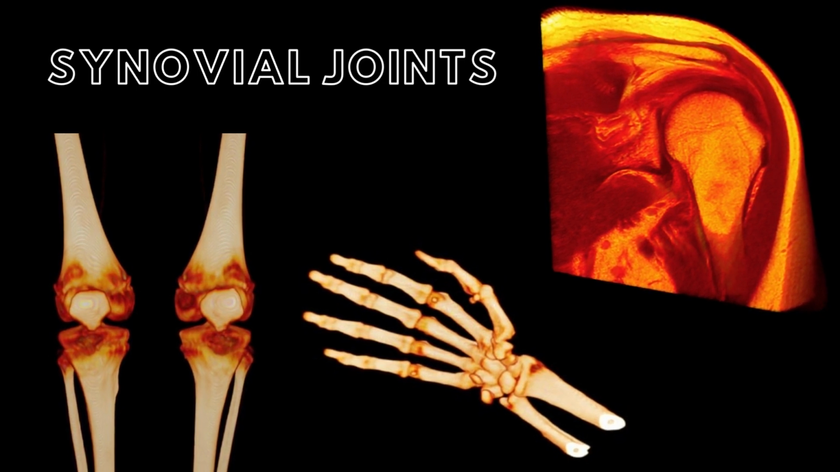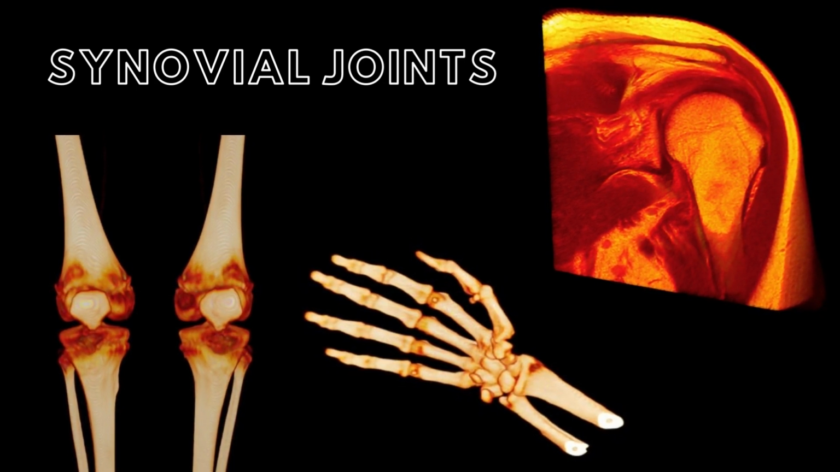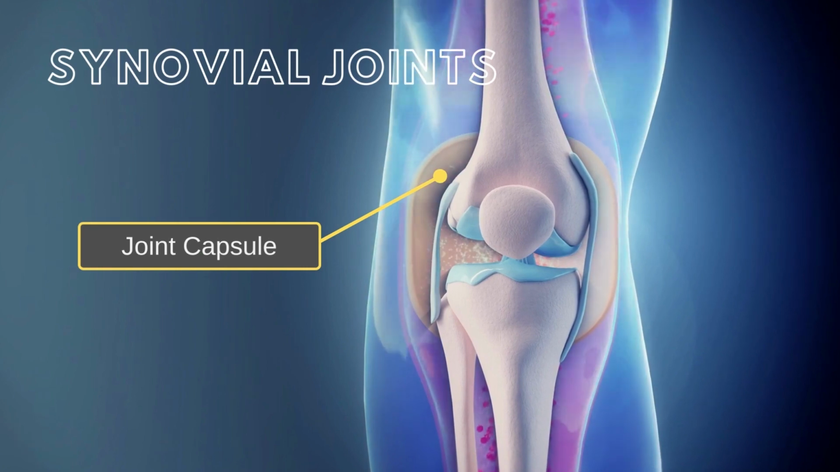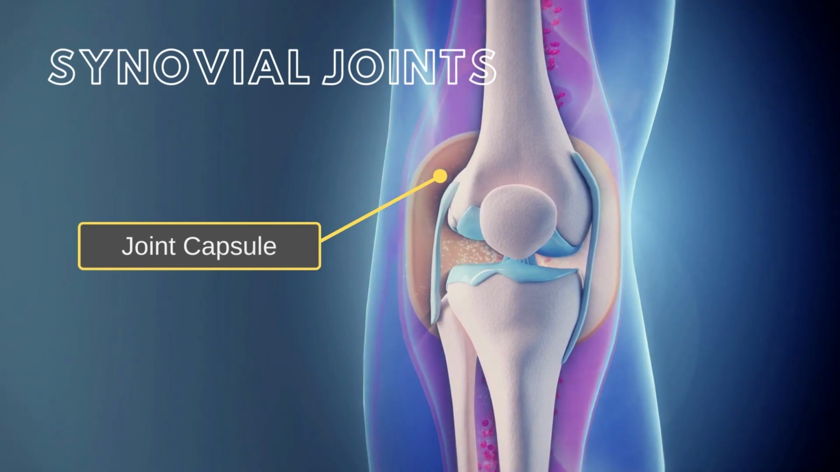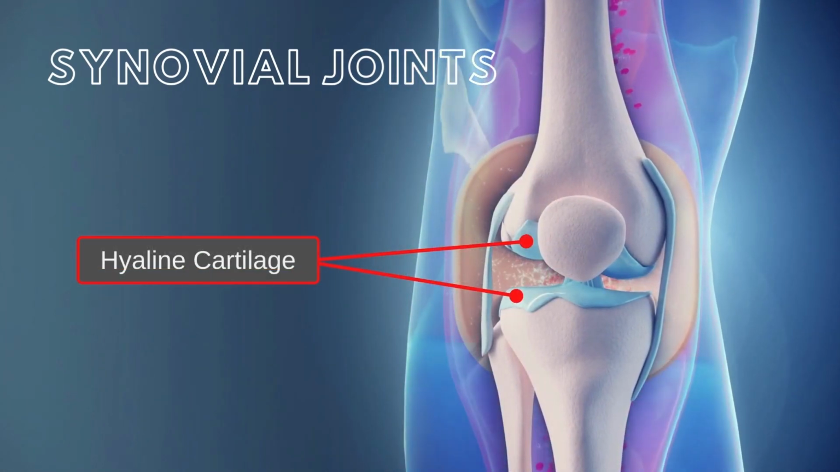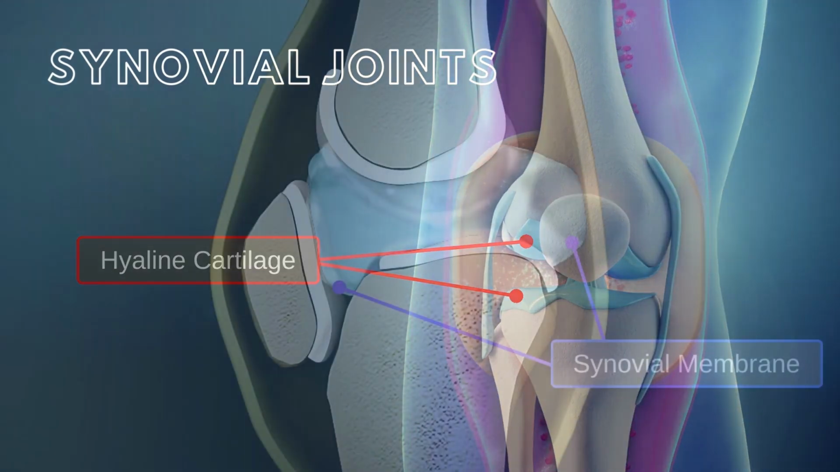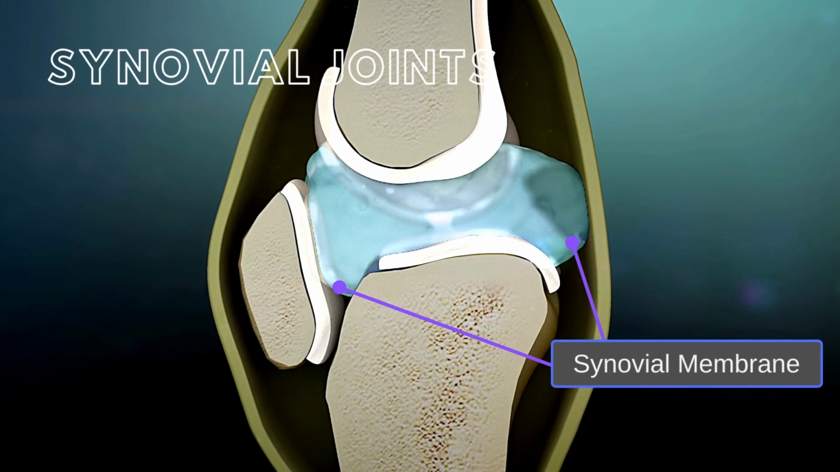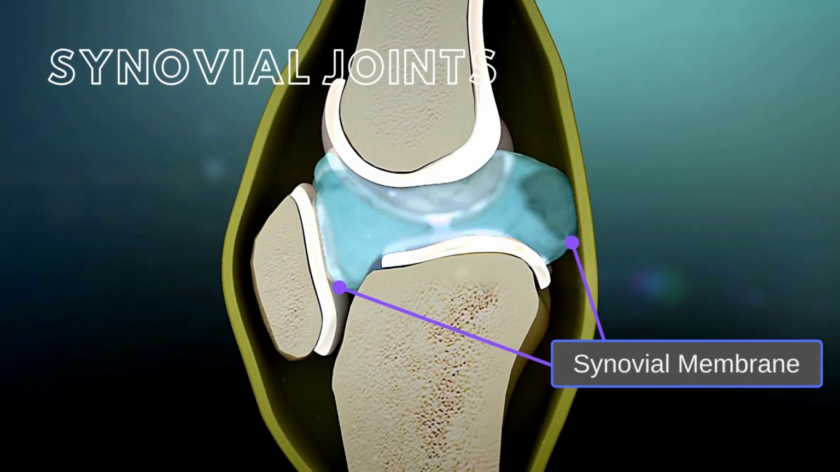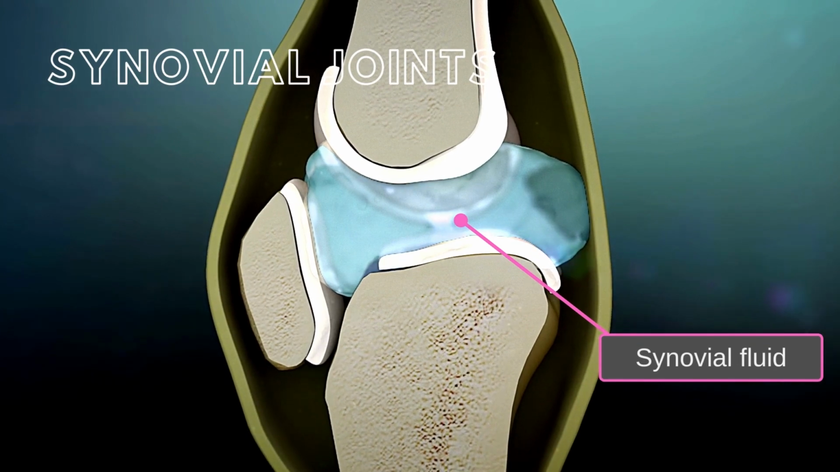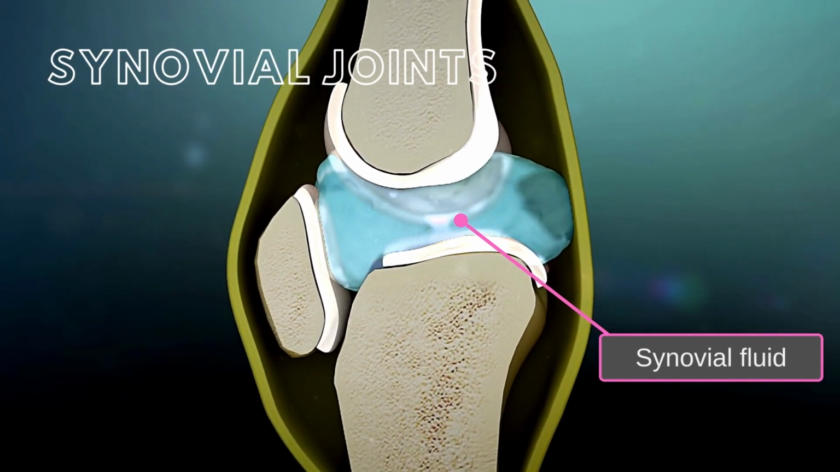Synovial joints allow for a considerable range of motion and have 7 anatomical characteristics, which are 1. Joint capsules composed of fibrous connective tissues surrounding the joint. 2. Hyaline cartilage covering the articulating surfaces of the bones of the joint. 3. Synovial membranes lining the inner surface of the joint capsule. 4. Secretion of synovial fluid by the synovial membrane.